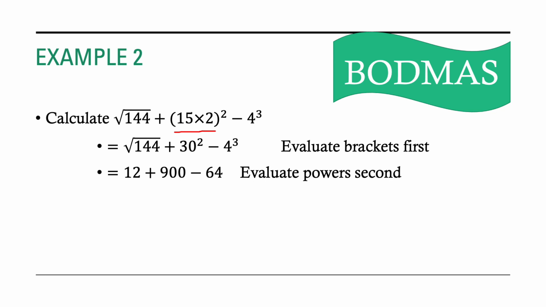That will give us 144. The square root of 144 will give us 12, plus 900 minus 64. And that will give us 848.